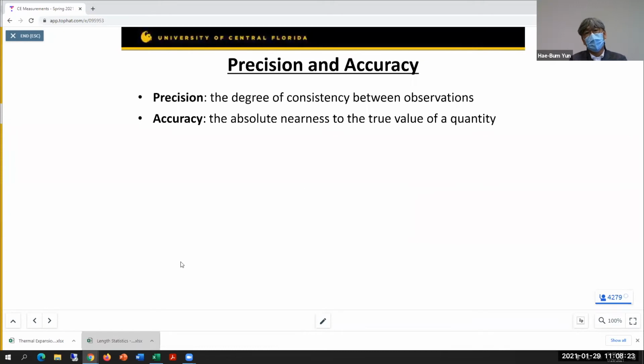Precision and accuracy. In many cases we use these terms mixed, but they have clear differences. Precision is the degree of consistency between observations, and accuracy is the absolute nearness to the true value of the quantity. So precision is about consistency, and accuracy is about how close your measurement is to the true value, right?